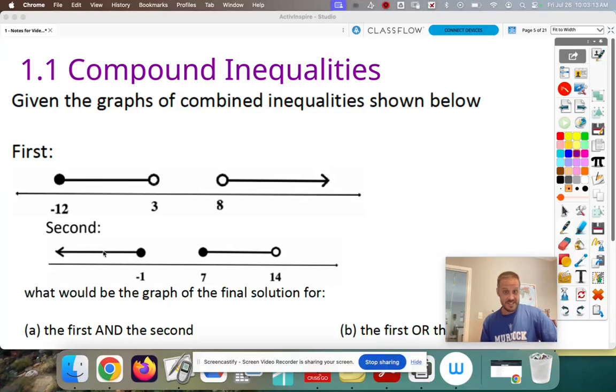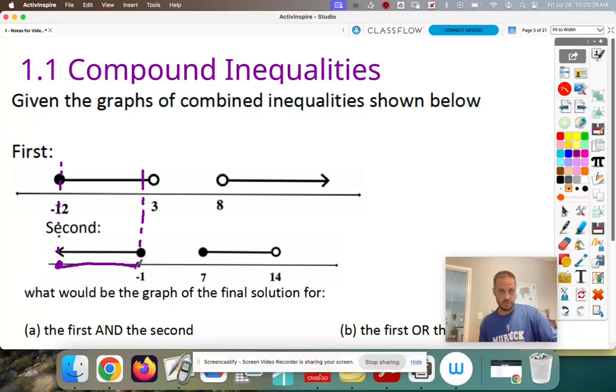So the first and the second is where they're both true. And so that would basically need to take all of that to all of that. And so it would look like this, going from -12, closed circle, to 3. And then here, it goes from 8, with an open circle, to 14. So the and would look like that, okay?